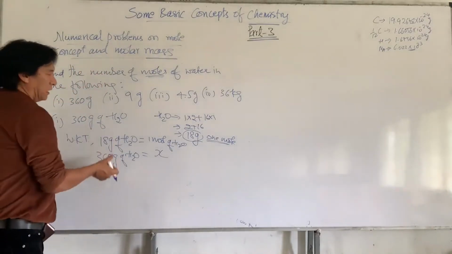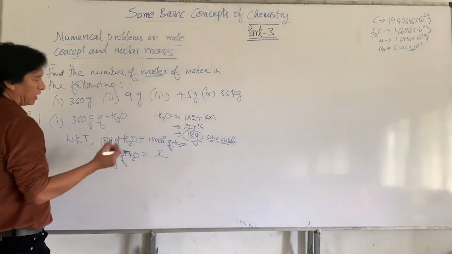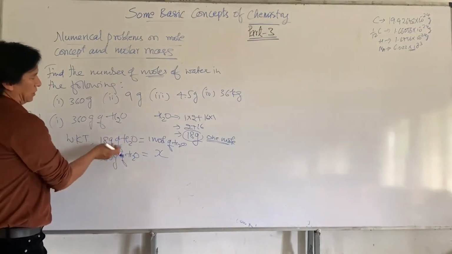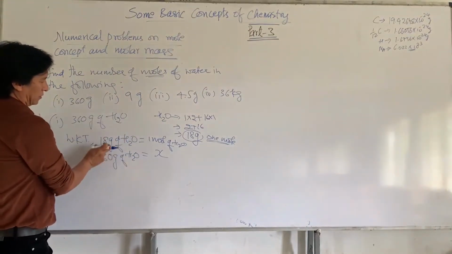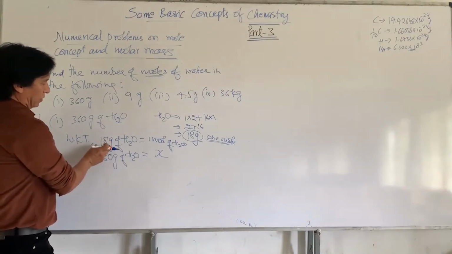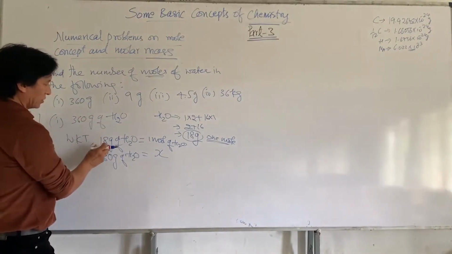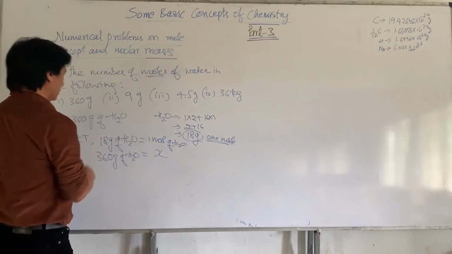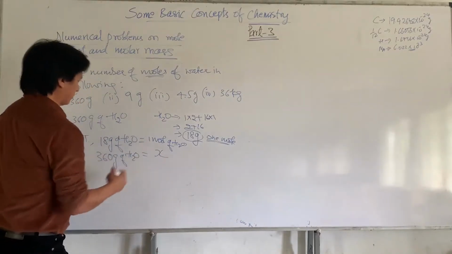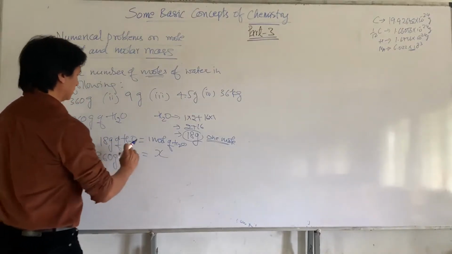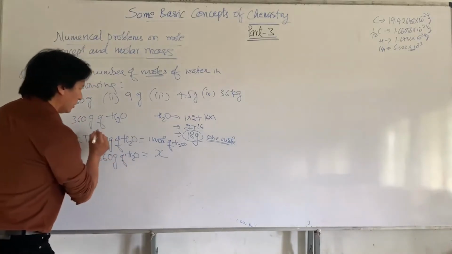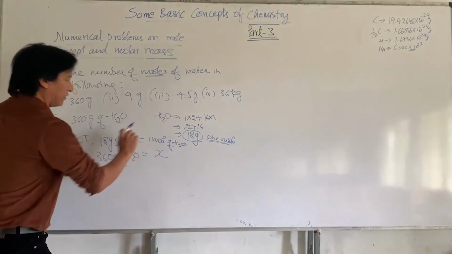Now, since this is a case of direct proportion, as the number of grams of water increases, the number of moles of water will also increase. So this is a case of direct proportion. So you will now cross multiply. You have learned this in your lower classes.